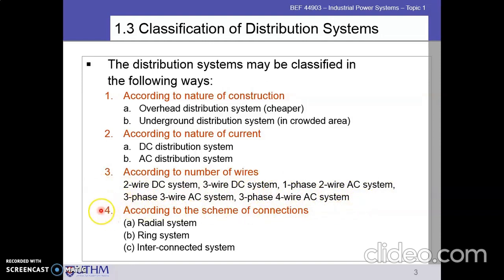Okay, and the fourth one is according to the scheme of connection. There are 3 types. The first one is radial system, the second one is ring system, and the third one is interconnected system.